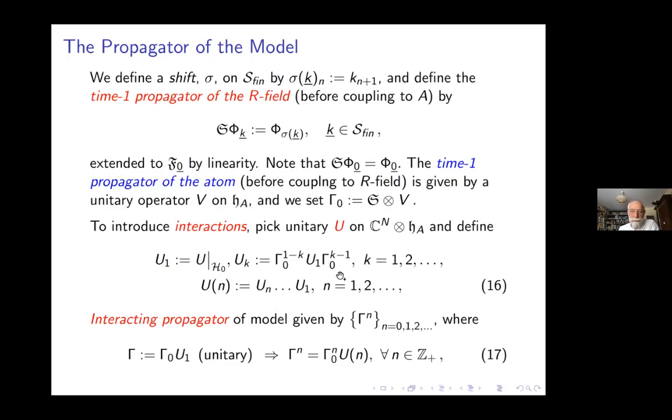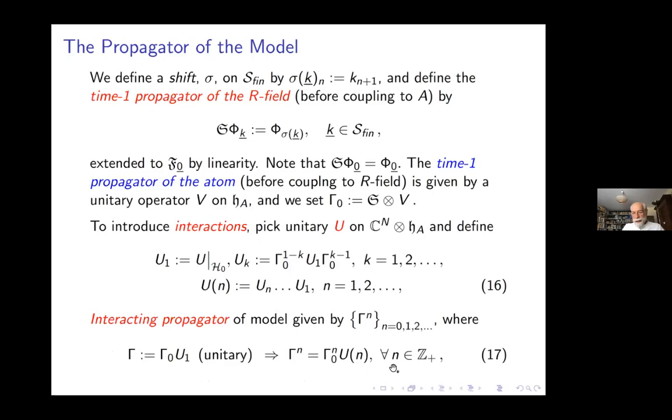And then U of N is U sub N times U sub N minus 1, etc., times U1. N is an arbitrary time. The interacting propagator of the model is then given by gamma to the power N, where gamma is simply gamma naught times U1. It follows easily that gamma to the power N is given by gamma naught to the power N times this operator U of N for all times N.